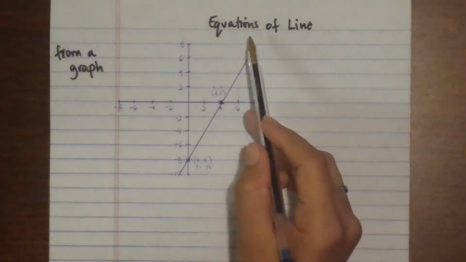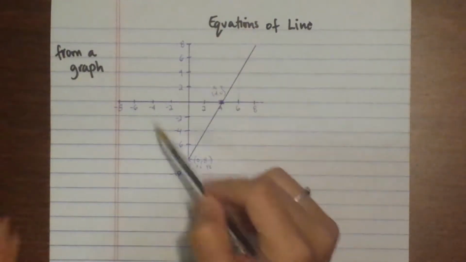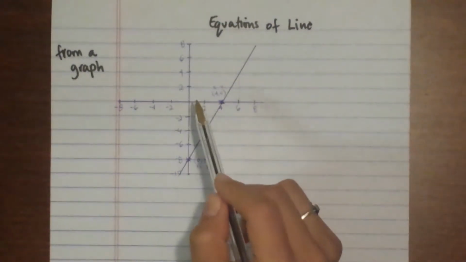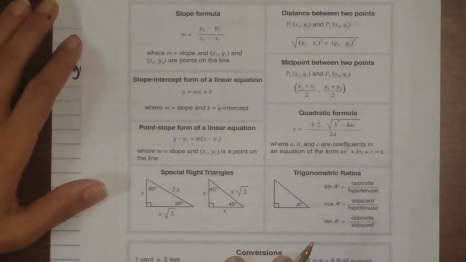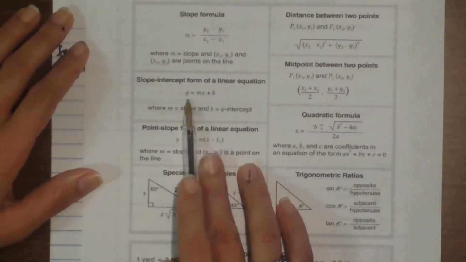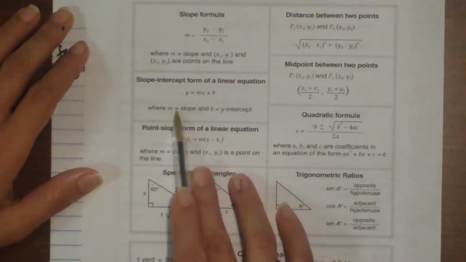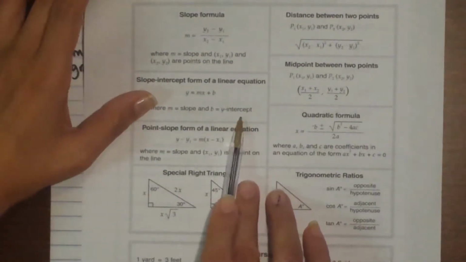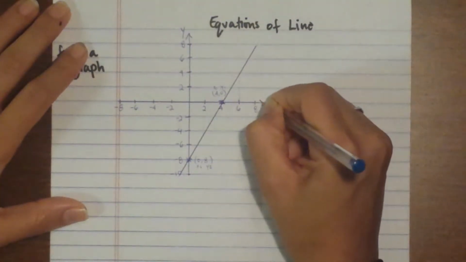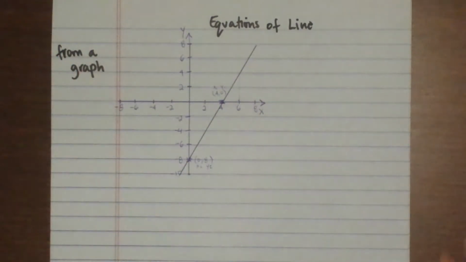However, there is a faster way of getting it from the graph without having to do all that. But if you're comfortable doing it the long way, that's fine. From the graph, there's another formula: y equals mx plus b. You need to find the slope and the y-intercept. The y-intercept is where it crosses the y-axis. So this is your y-axis, and this is your x-axis. From a graph, it's very, very simple.